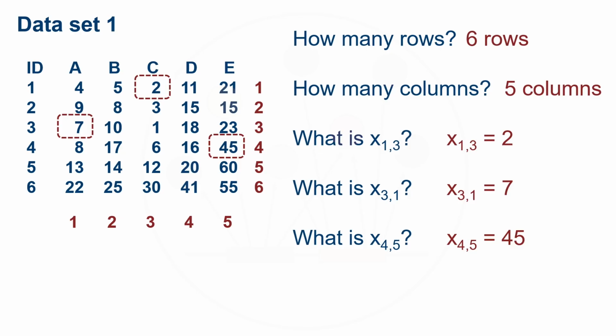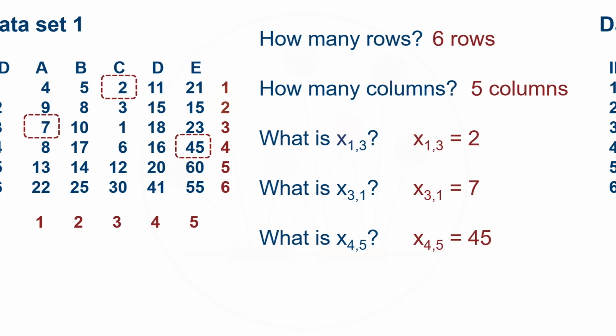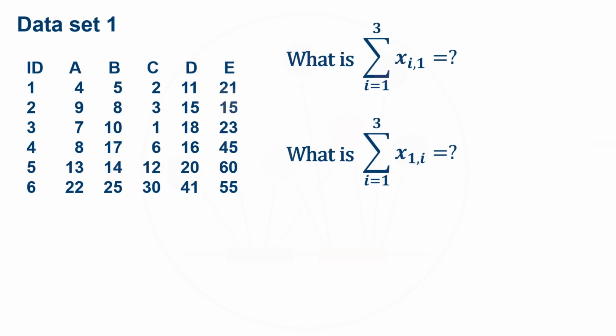Okay, these are the basics. Once we know how to identify values within our data table, we can start working with the summation symbols themselves. Here we have 2 summations we're interested in. What is the summation from i equals 1 to 3 of x_i,1? And then the summation from i going from 1 to 3 of x_1,i.